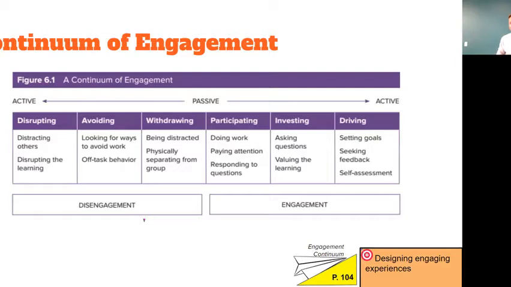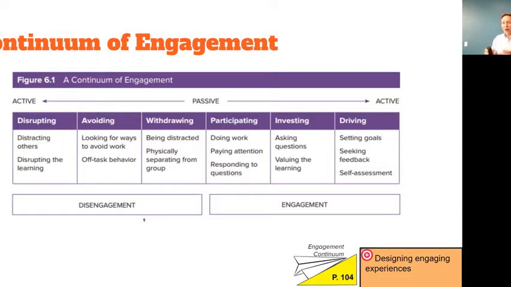So I want you to think back. In the beginning of this, we asked you to think about your most engaging times as a learner and teacher. We asked you to think about your least engaging times and think about the difference. And oftentimes, the difference lies in cognitive and emotional engagement. When we think about the continuum of engagement, you can be either actively disengaged or actively engaged. And the factors that we just looked at, you can see really lie on this active engagement. In fact, behavioral lies more in that passive engagement, the doing the work, the paying attention, the responding to questions.